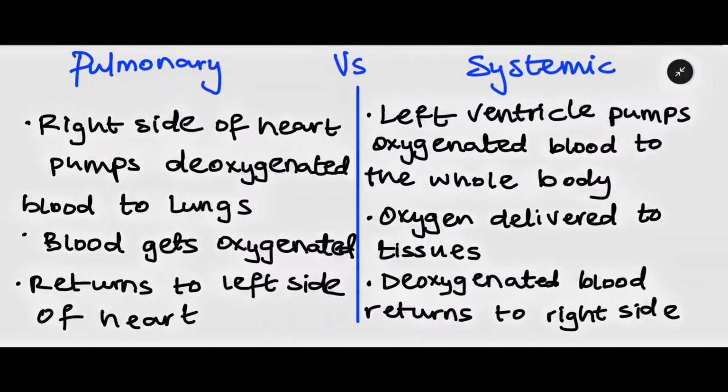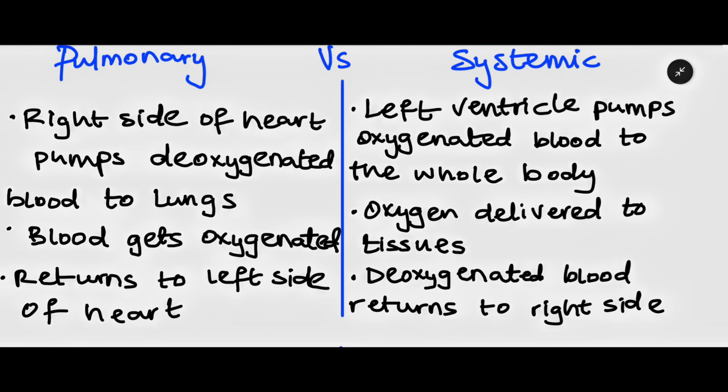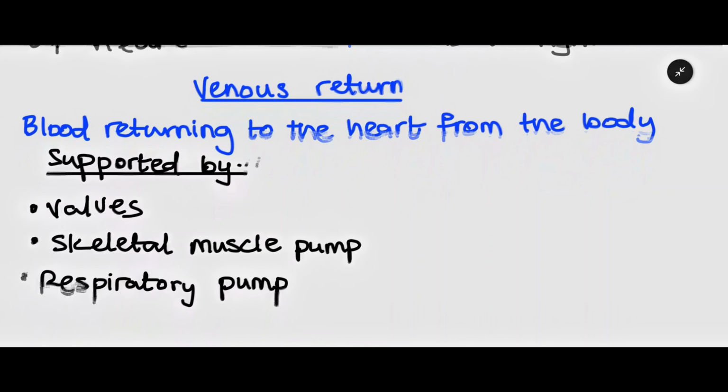And the systemic circulation part is where the left ventricle takes that oxygenated blood and pumps it to the whole body. That oxygenated blood delivers oxygen to the tissues and muscle tissues, and the deoxygenated blood that comes from the muscles eventually returns back to the heart through the right side of the heart, specifically entering through the right atrium.